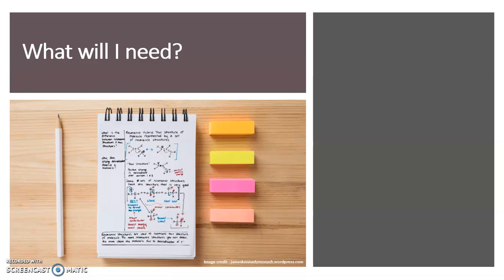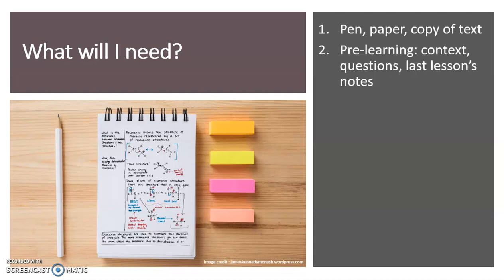So what will you need to make good notes? Well, of course, at a very bare minimum, you will need something to write with, something to write on, and a copy of the text that you're studying. That is the bottom of the bottom expectations when it comes to literature students. We expect you to come with a pen, paper, and a copy of your text that you can annotate.